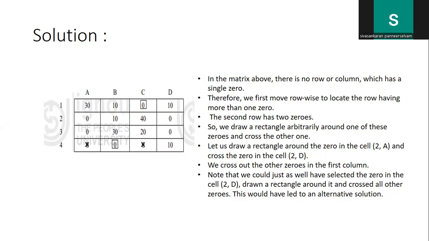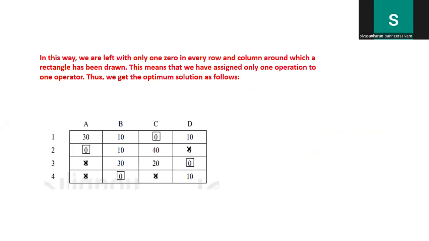We have to go to the second row. Here in the second row, 2A and 2D, 2 zeros are there. So we have to select any one of the zeros randomly by deleting the other zero. So here in this case, let us draw 2A. That is the zero which is represented in the cell 2A is being selected by marking the square mark, and the zero present in 2D has been ignored by making a cross mark.